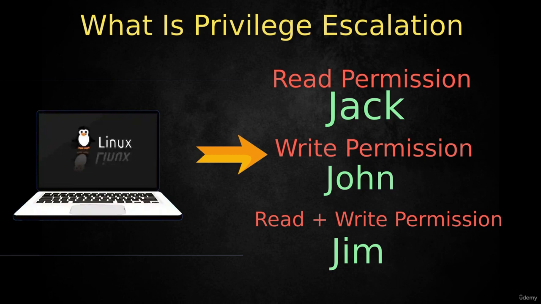Jack has read permission, which means Jack can read the file or view the content of that file. But he cannot modify or make changes to that file because he does not have write permission. Next, John has write permission, which means he can modify or make changes to that file since he has write permission. Next, Jim has read and write permission, so he can read the file or modify the file content. So the meaning of privilege is simply a set of permissions, so you can think of privilege as permissions.